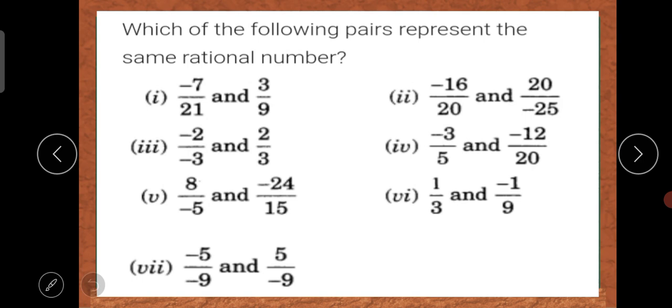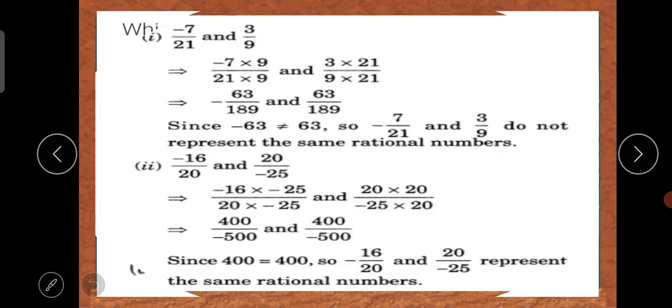Next see question number 6. Which of the following pairs represent the same rational number? Here 8 questions are given, asking which pair represents the same rational numbers. So we will find the same rational number by making its denominator equal, and then we see whether they are equal or not. So let's see.